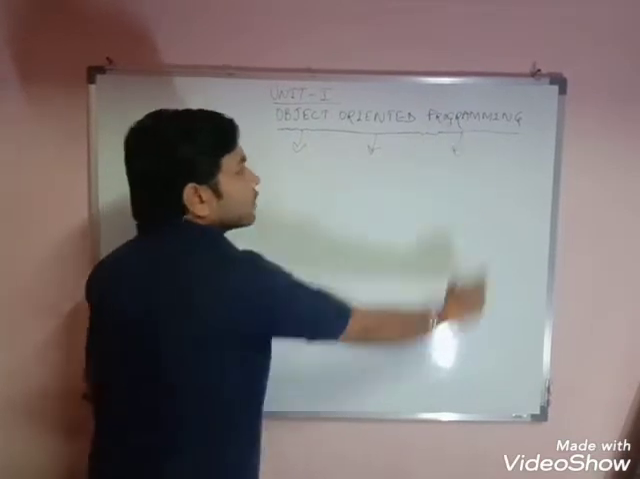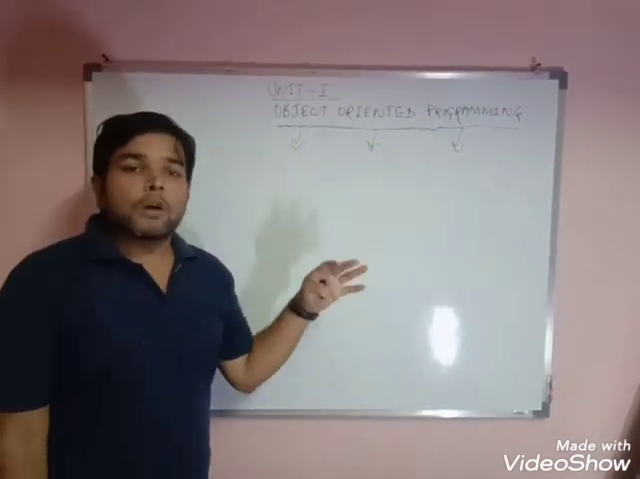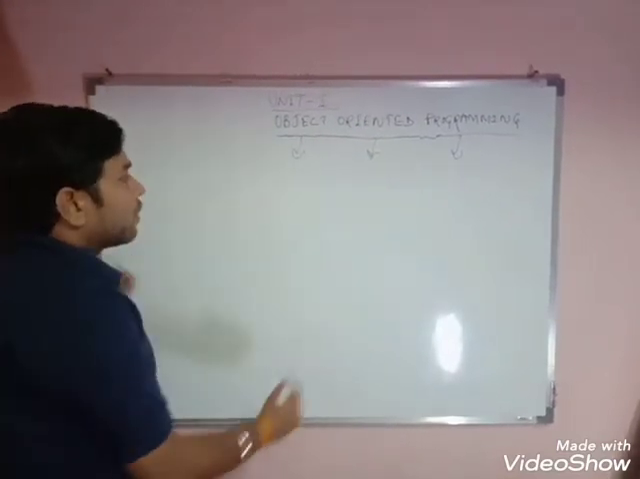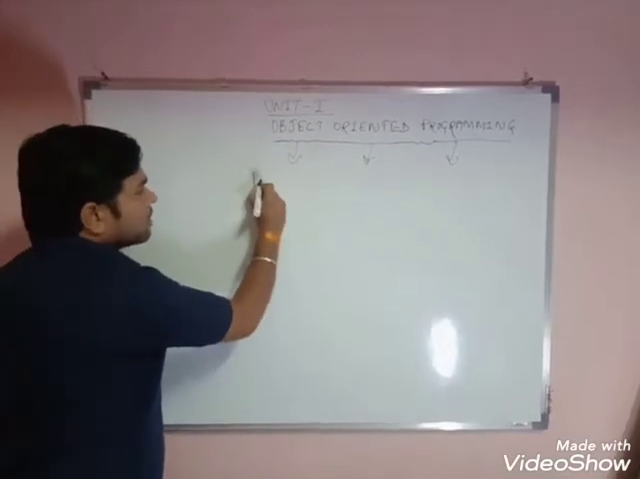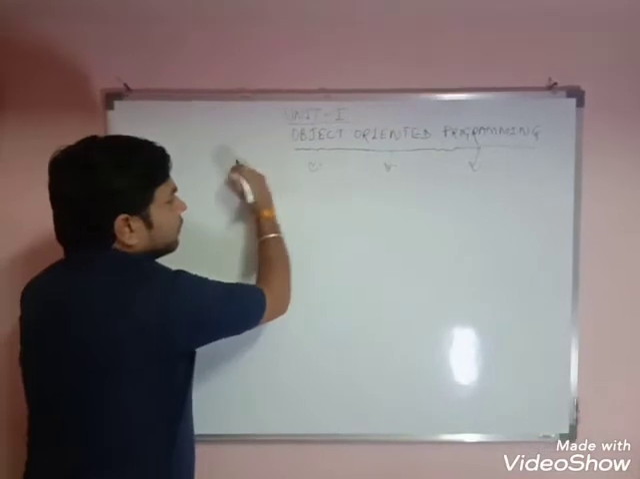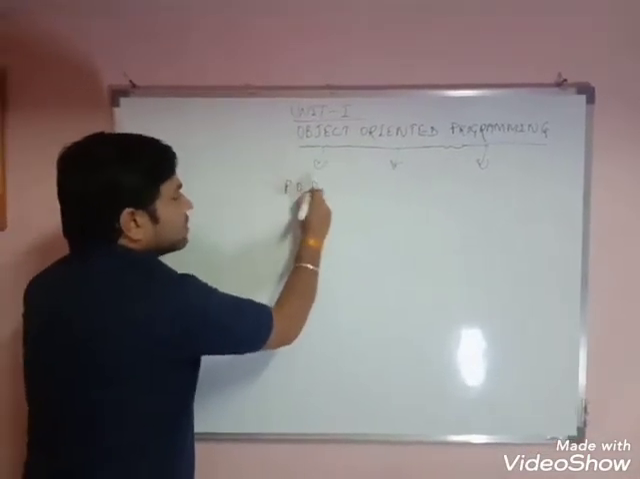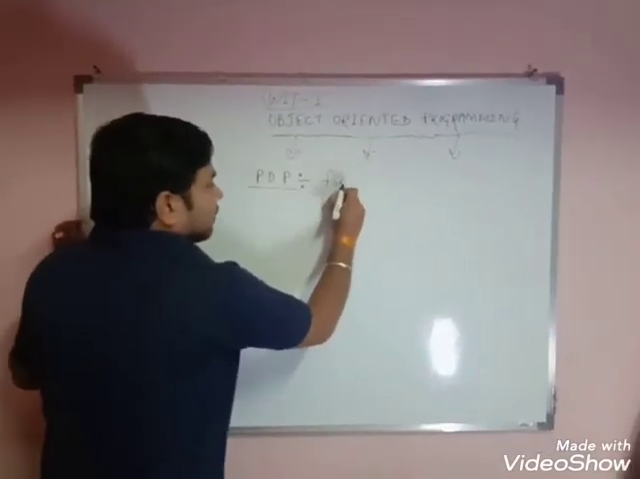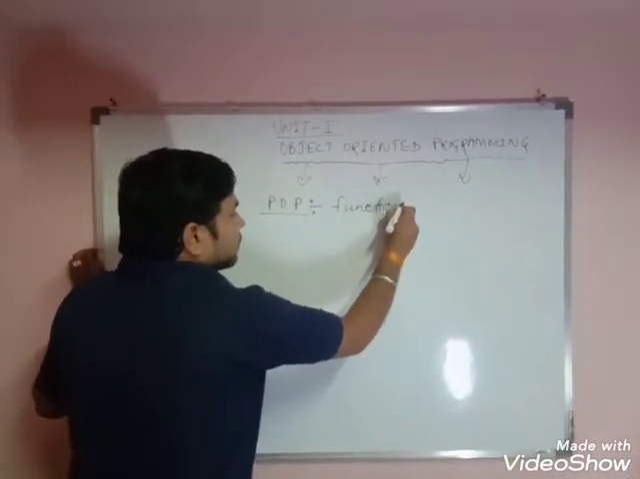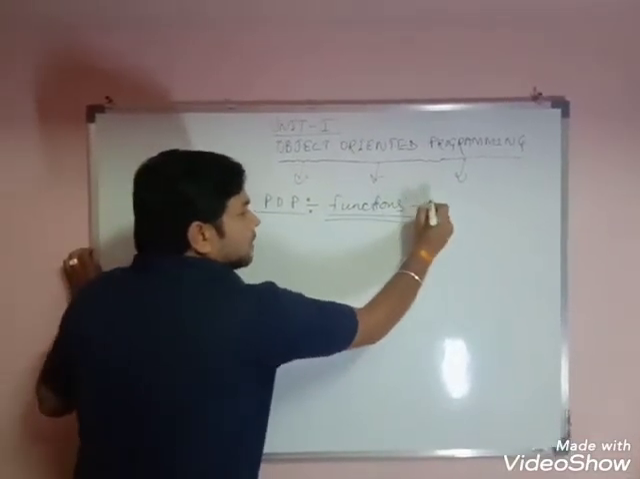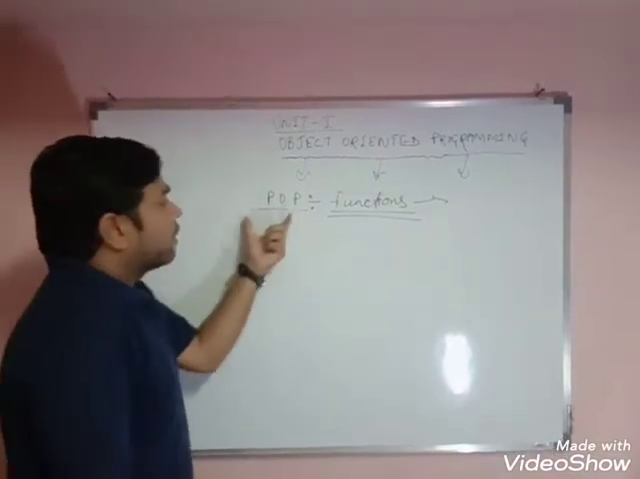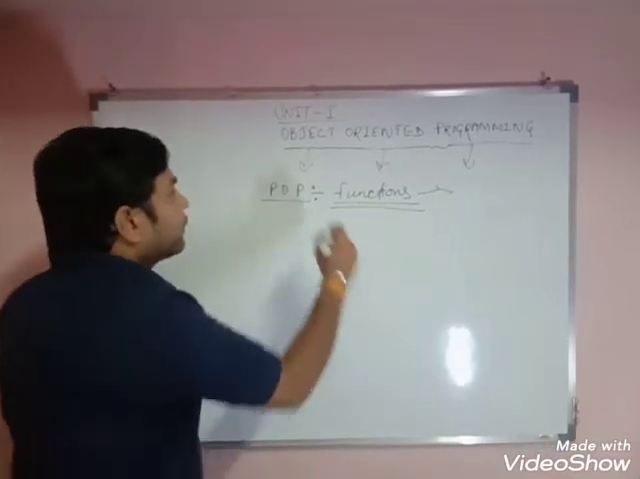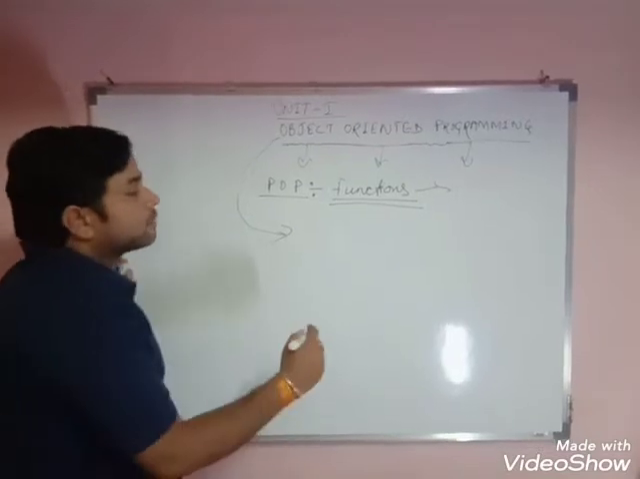So what are the needs of object oriented programming? To overcome the drawbacks of procedure oriented programming, object oriented programming was developed. So what are the drawbacks of procedure oriented programming? We can also say POP, procedure oriented programming. Procedure oriented programming is based on functions. We have already learned about functions. If you don't know about functions, please see my last video. Procedure oriented programming fully depends on functions, but object oriented programming fully depends on data.